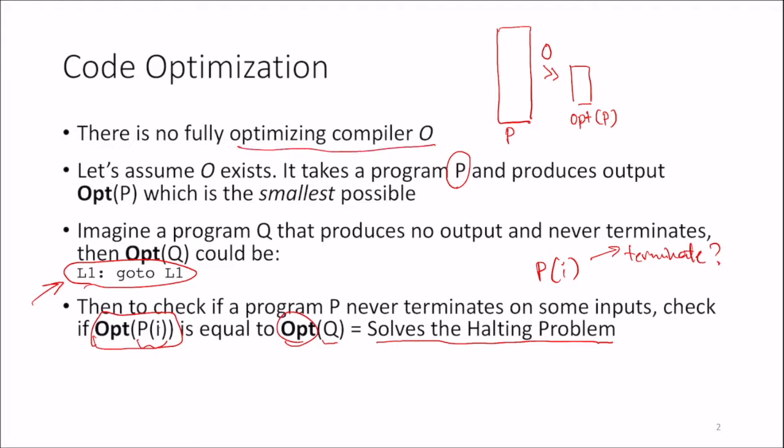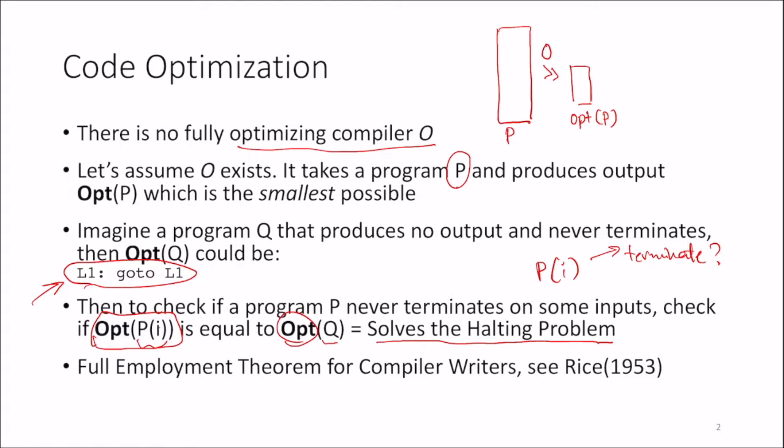That doesn't mean you can't do code optimization. Of course you can, but you cannot produce the best possible optimizer ever, because if you do, you'll solve the halting problem. This is called the full employment theorem for compiler writers, by Rice, 1953, a proof that goes through the halting problem and shows why these kinds of programs can't exist, why you can't have a fully optimizing compiler. It's a bit tongue-in-cheek to call it the full employment theorem. It means that there always will be a job for a compiler writer, because nobody can say this is the best optimizer ever. A compiler writer will always have a job trying to make a better code optimizer.